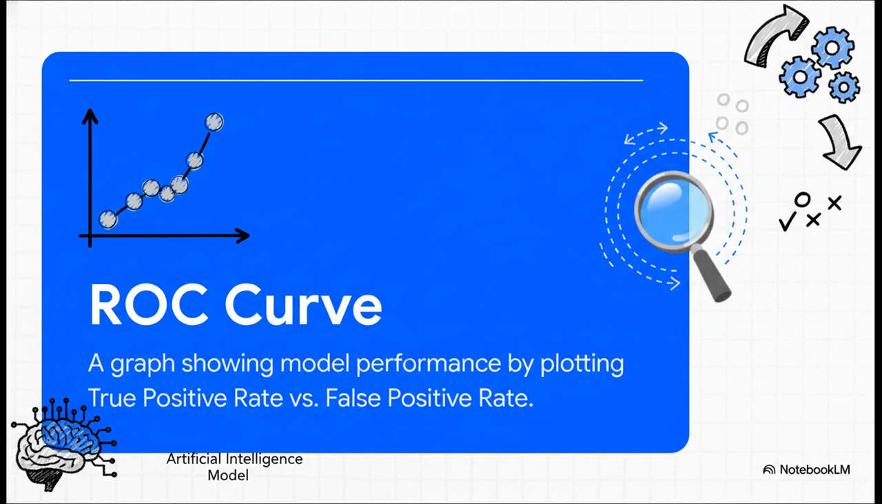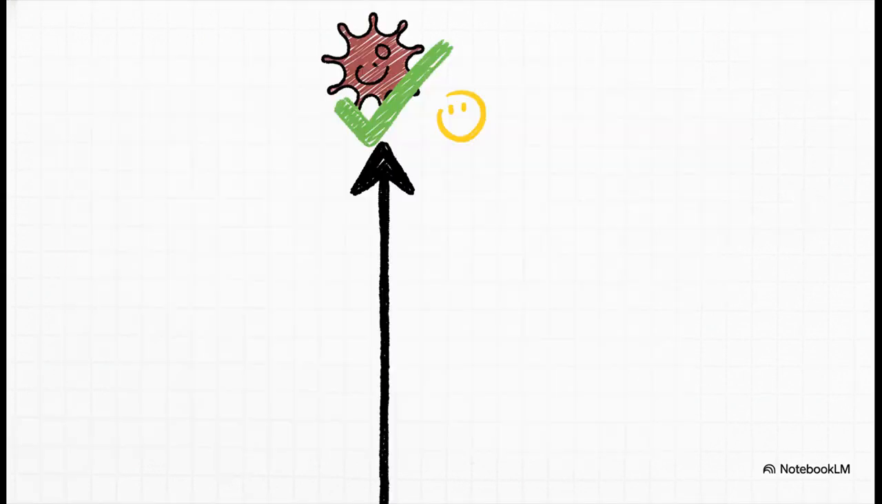It's so powerful because it shows us the model's entire performance in one simple graph by plotting its successes against its mistakes. Let's actually build one in our heads. The vertical axis, the y-axis, that's the true positive rate. This is all the good stuff. In our cancer example, this is the percentage of actual malignant tumors that our model correctly identified. We want this number to be as high as possible, obviously.